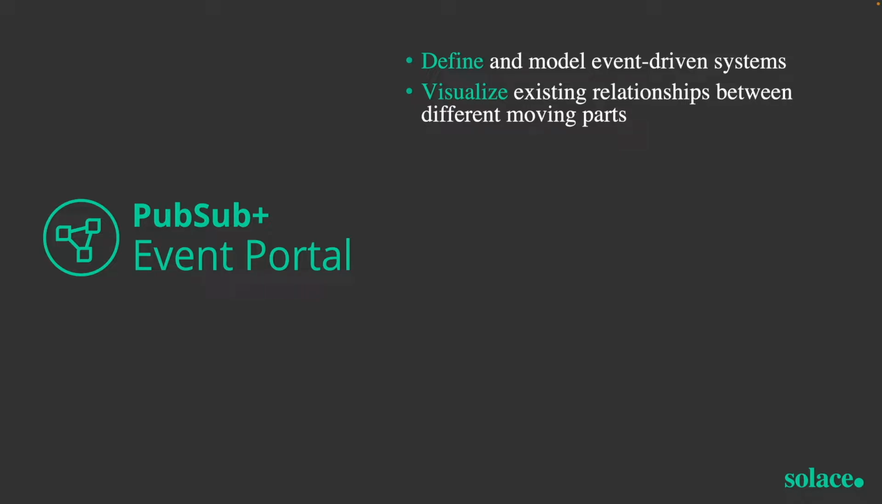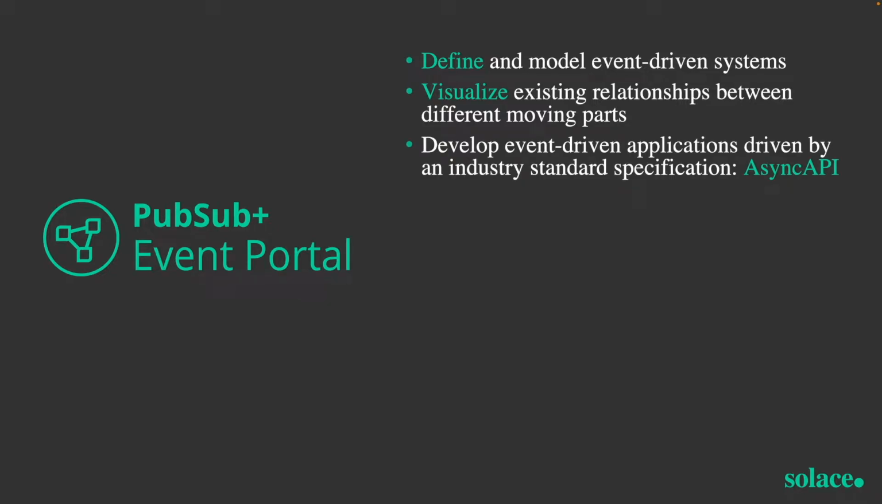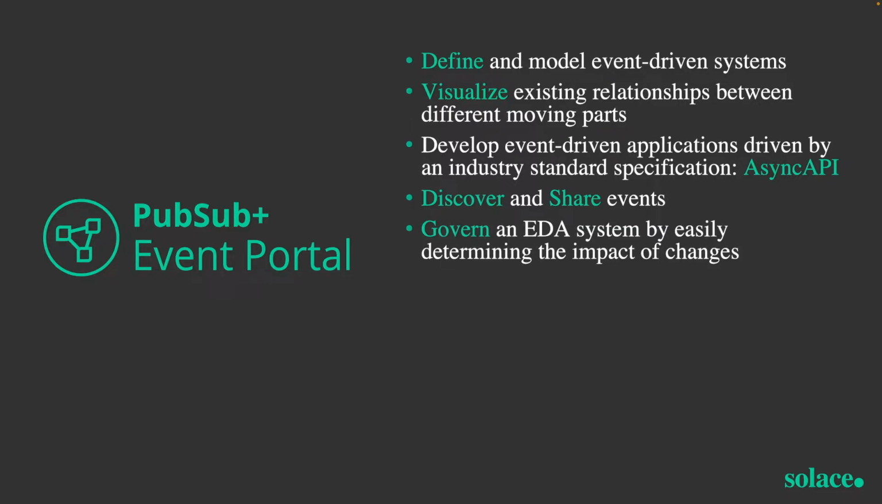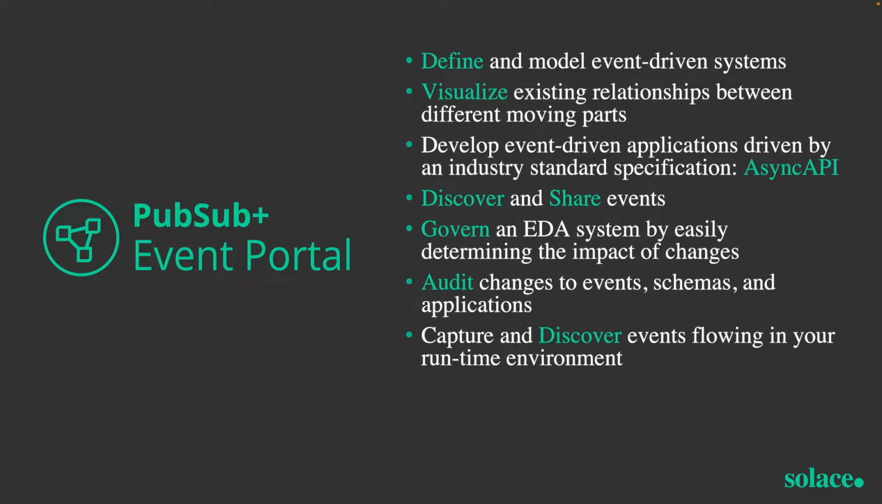You can visualize the existing relationships between the different moving parts, the different microservices within one application domain, or if you have multiple application domains and you want to see the existing relationships between them. You develop event-driven applications driven by industry standard specifications for AsyncAPI specifications. You can discover and share events in your underlying system. Govern the system by easily determining the impact of any changes that are happening in your system. Audit the changes to events, schemas, and applications. And finally, capture and discover events flowing in your runtime system, in your runtime environment.